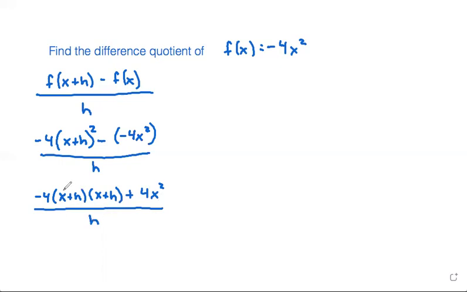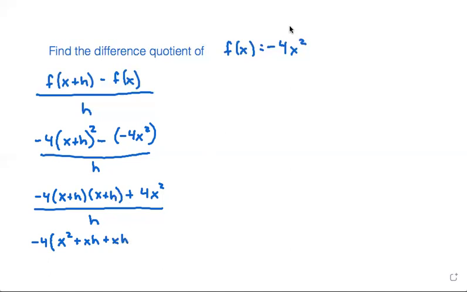So now let's distribute these two parentheses using FOIL. So that would be negative 4, and I'm going to keep a parentheses because that negative 4 is going to be multiplied by everything that we get when we FOIL. That would be x times x is x squared. X times h is plus xh. And then h times x is another xh.